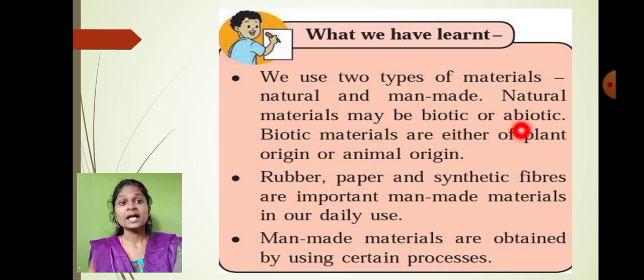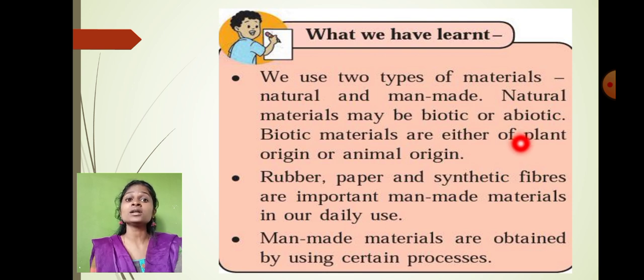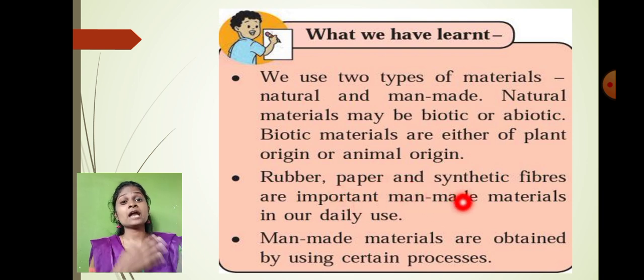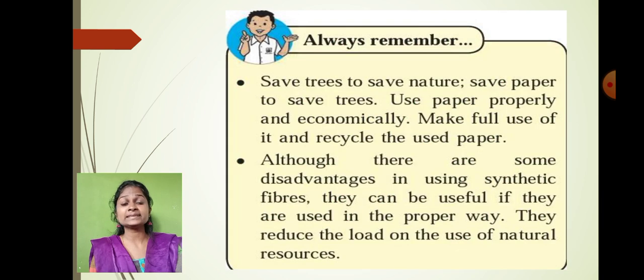Biotic material. And what do you mean by abiotic? A material whatever we obtain from non-living things like soil and water, etc. So they come under what? Abiotic category. And again, as you know, rubber, paper, and synthetic fiber are important man-made materials. They are produced by us. They are not present ready-made in nature.